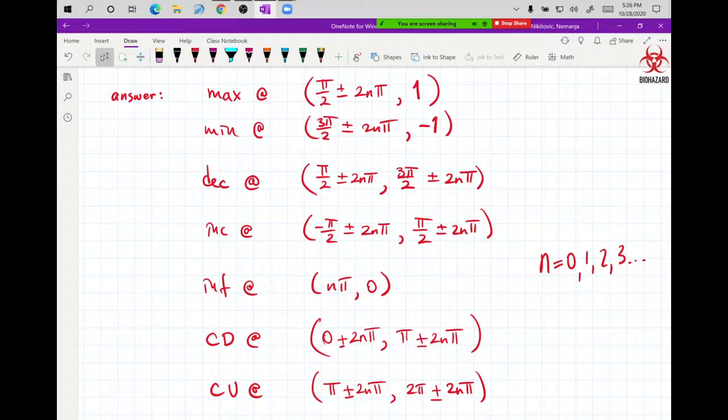You have your min and max values with their y values. You have your inflection points and pi with a 0. And you have, oops, I forgot to put plus and minus there. Terrible. There we go. Then you have your increase and decrease intervals, and you have your concave up and concave down intervals. And this is considered the full answer that provides everything that we have seen for the sine problem.